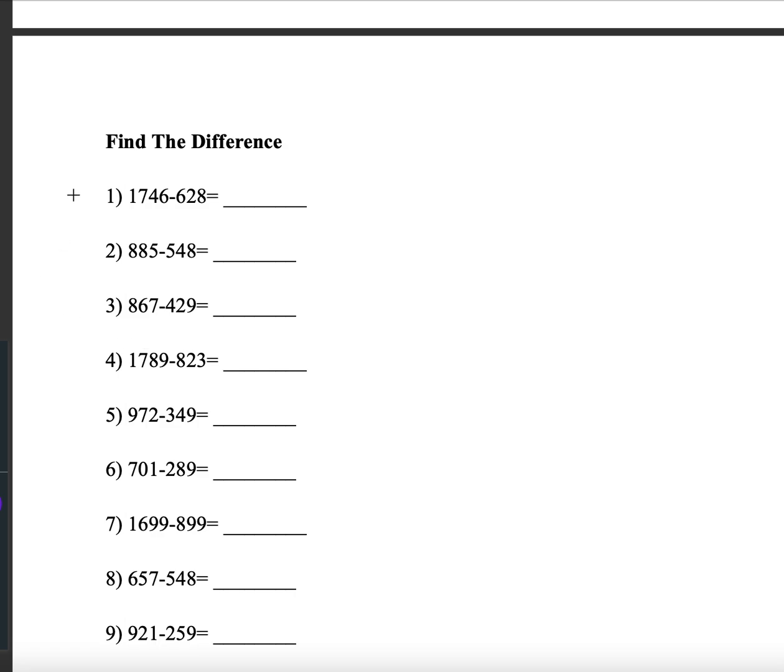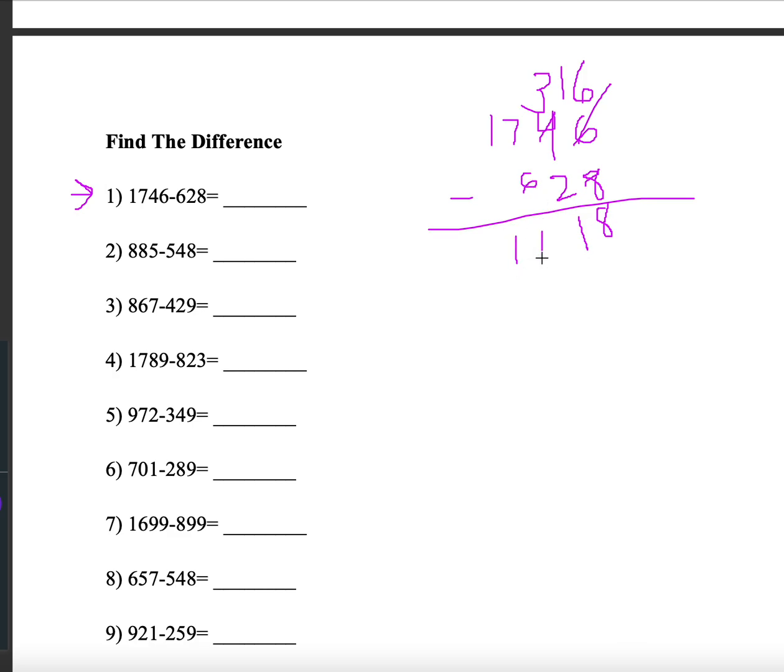Let's look at number 1 here. This is 1,746 minus 628. So this, we have to change this to 16 because the 6 is smaller than 8. So 16 minus 8 is 8. We have to change this to a 3 because we made this into a 16. So that's 13, and 17 minus 6 is 11.